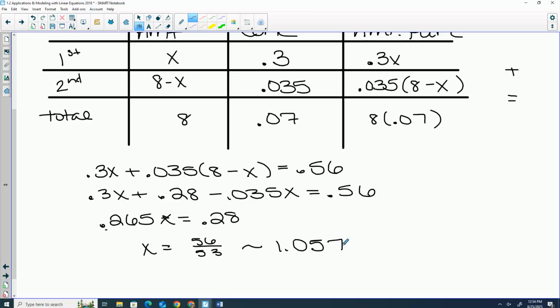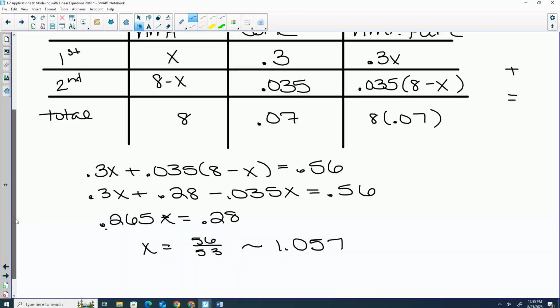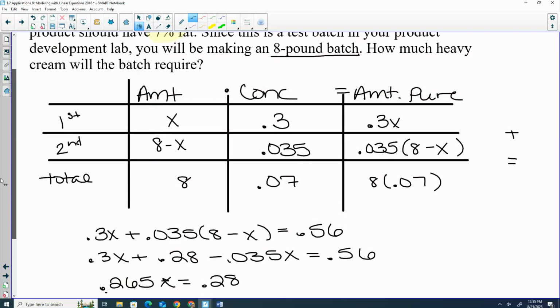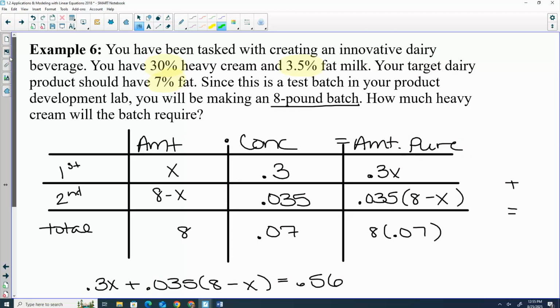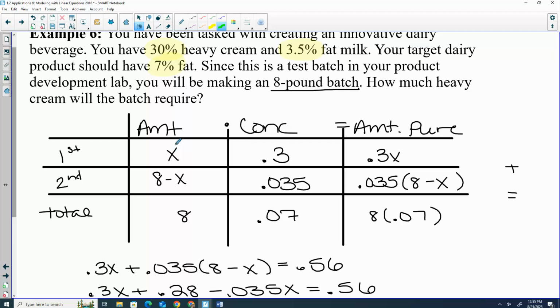Does anyone need me to look at their paper? I didn't specify how many decimal places to go. The fraction 56 over 53 is obviously a little bit ugly. But what did my question ask me? How much heavy cream? When I look back, my heavy cream was the 30%. So I got lucky. That is what my X was.